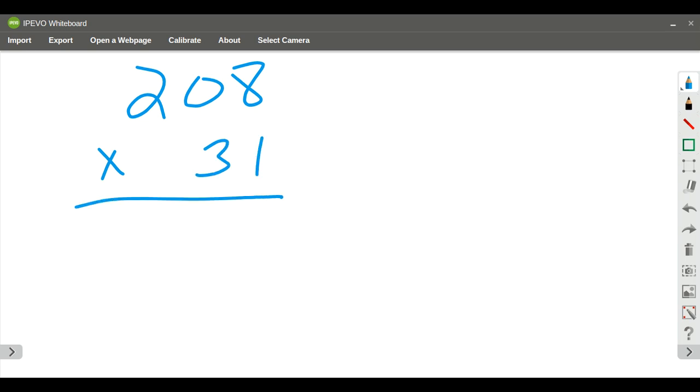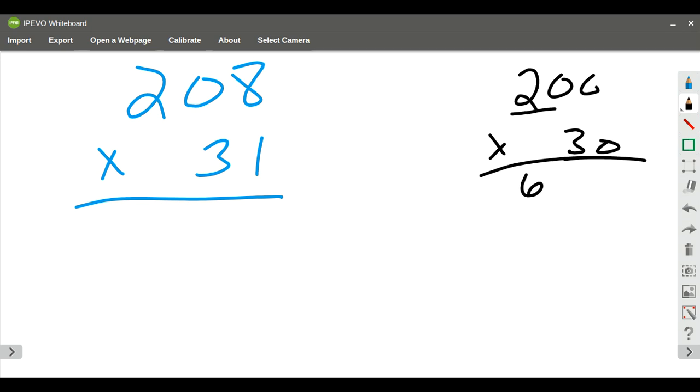So if I do 208 multiplied by 31, my first step is to estimate. So my estimation, I'm going to do about 200 times 30. Again, I can take off my zeros, so I can just do 2 times 3, which is going to be 6, and then put my 3 zeros back on. So my answer should be somewhere around 6,000. Then I'm going to multiply.